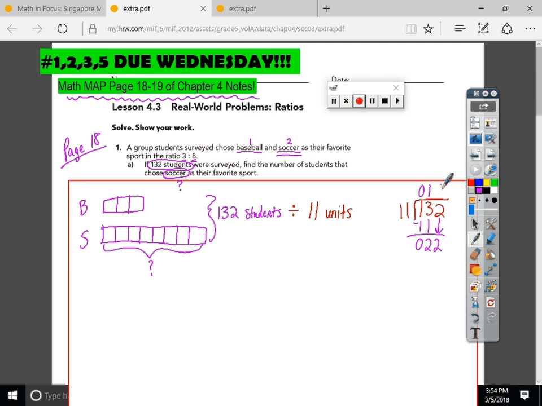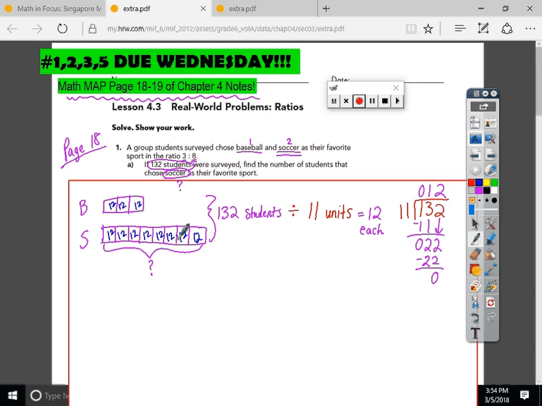11 does go into 22. It goes in there twice, because 2 times 11 is actually 22. It checks out. If you notice, this number that I have at the top just determined that there are 12 students in each little tiny part of my bar model. That means that there'd be 12 here, and here, and here, and every single one of these little tiny boxes. Every unit is worth 12, or 12 students in this case.